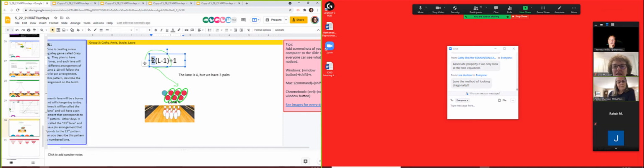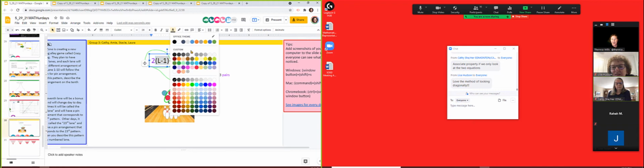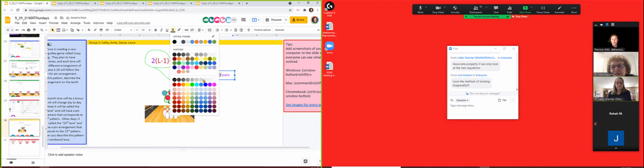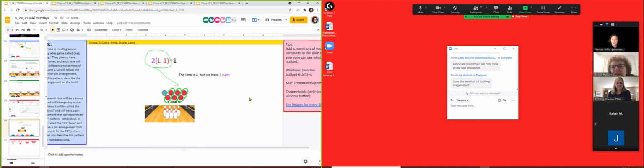I love how you use the word pairs to make this more manageable. So I'm going to put the 2 in purple and the pairs in purple so that we can really see what that pairs is related to. And then we have this L minus 1. So if we put this one in red and then we put the 3 in red, now we can start to see, oh wait, that's what the L minus 1 means, that we have one last lane.